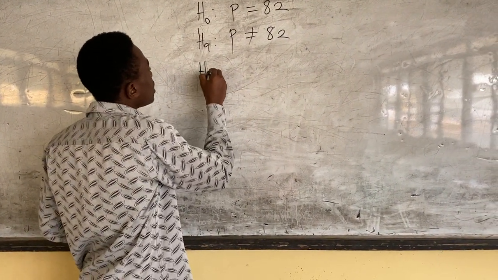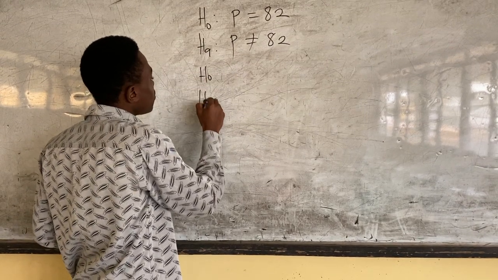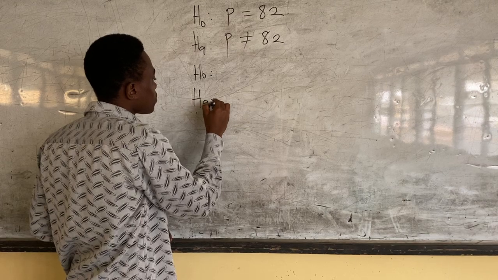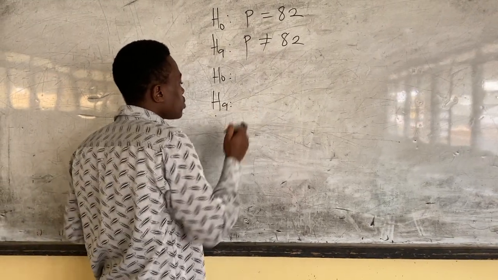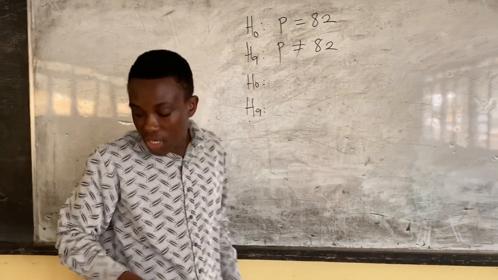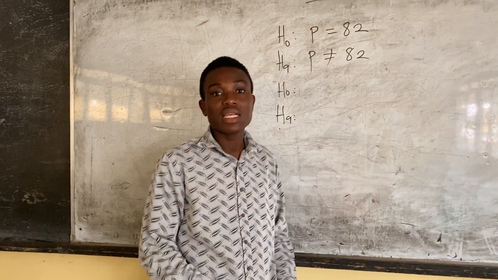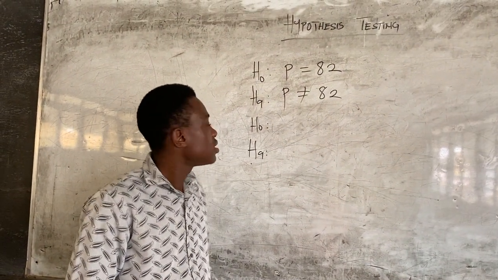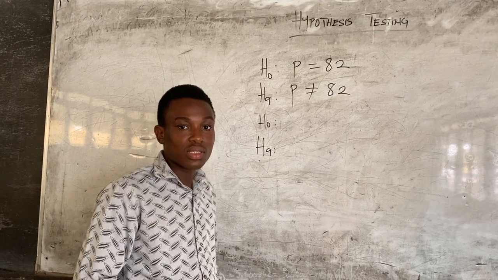So we have our null hypothesis and then the alternative. In this question, the operation that was mentioned was less than, and less than is an inequality operation or sign.